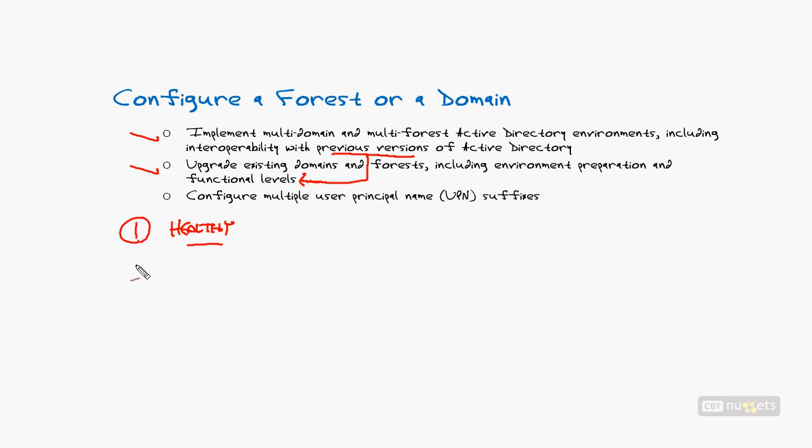The second step in the upgrade process is to extend the schema. Now, in the old days, and really even until today, we only had one tool. That tool was called AD Prep, or Active Directory Preparation Tool.